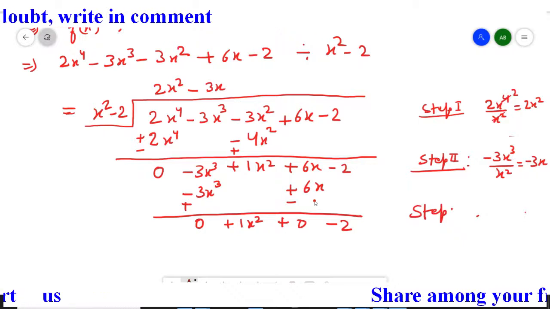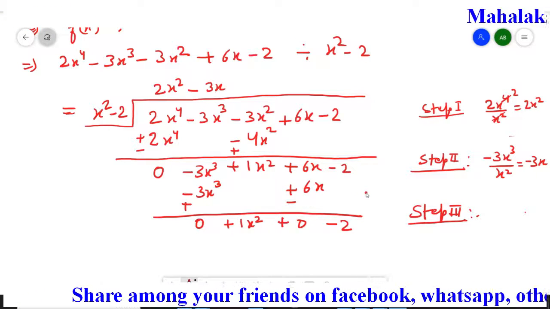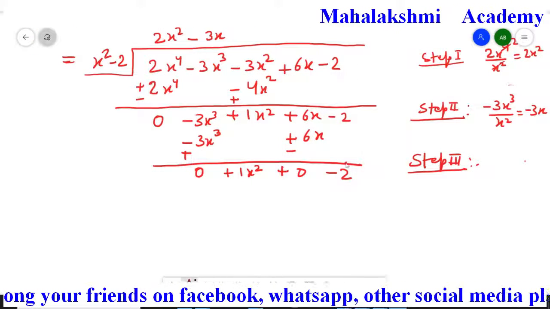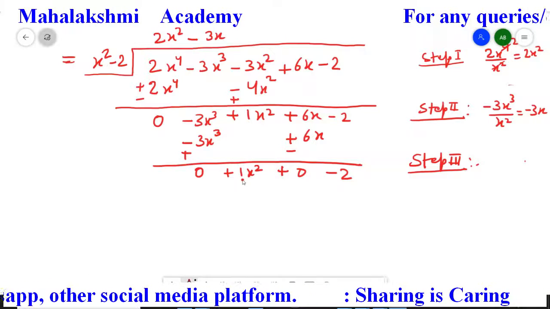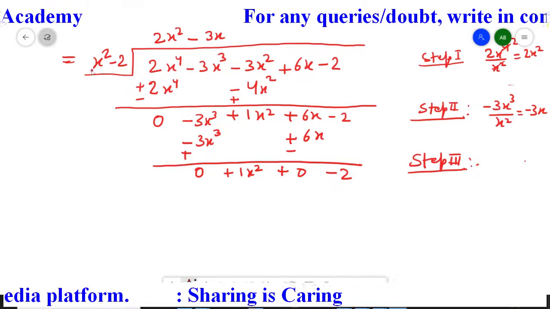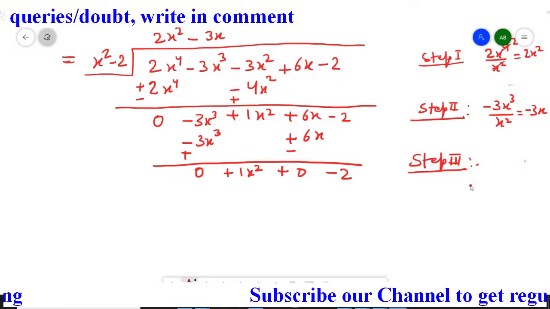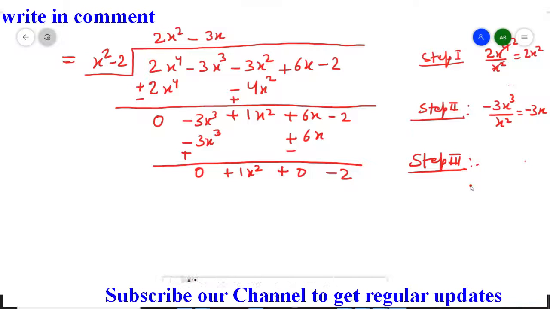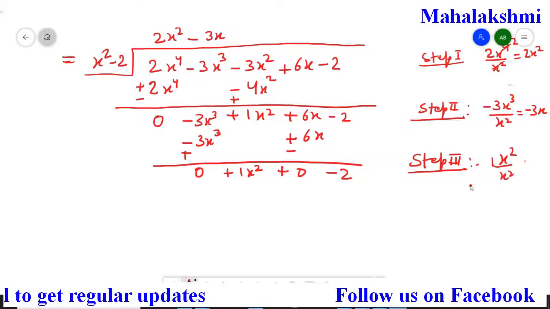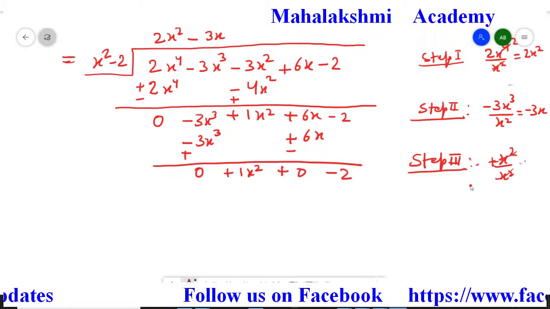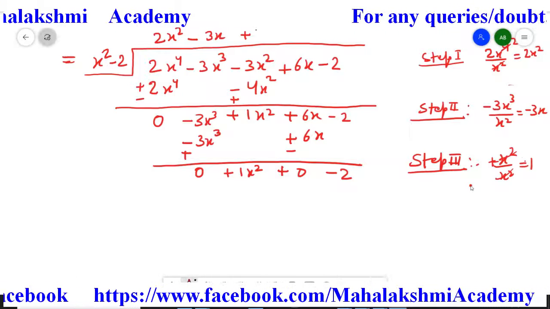Now step third. In step third, to find out the quotient, we have to divide the first term of the dividend, which is 1x square, by the first term of the divisor, which is x square. So we divide them. In step third, for the quotient, we are going to divide 1x square by x square. x square cancelled by x square is only 1. So the quotient is plus 1.